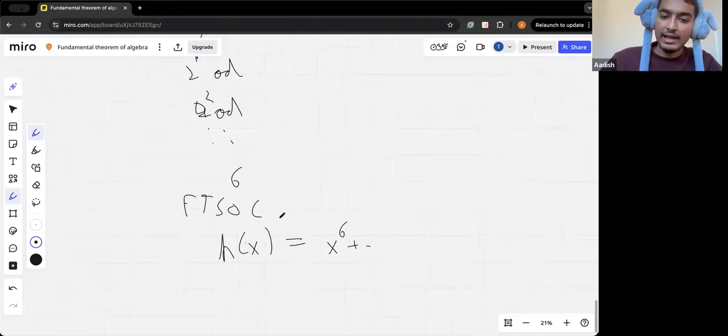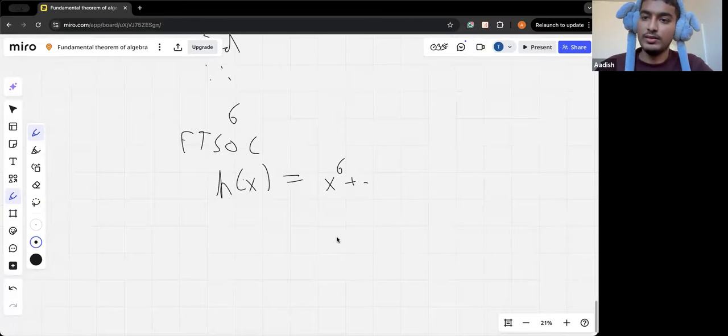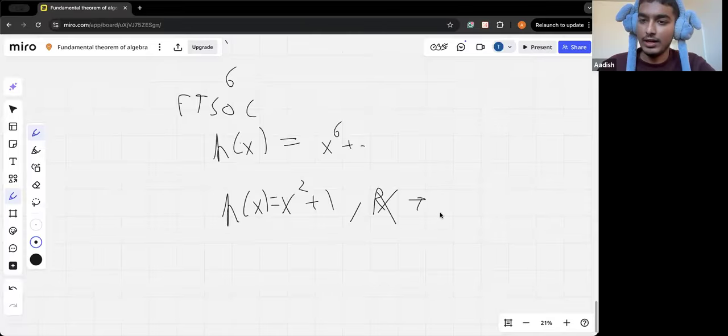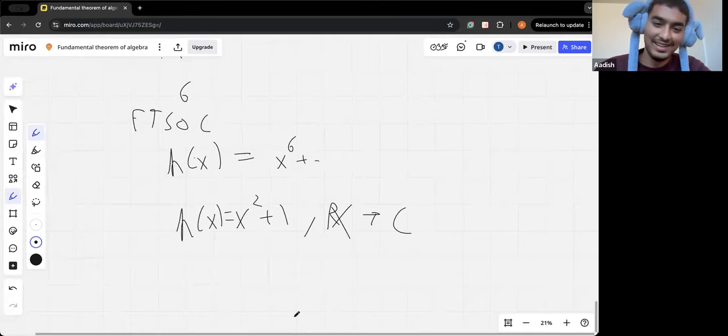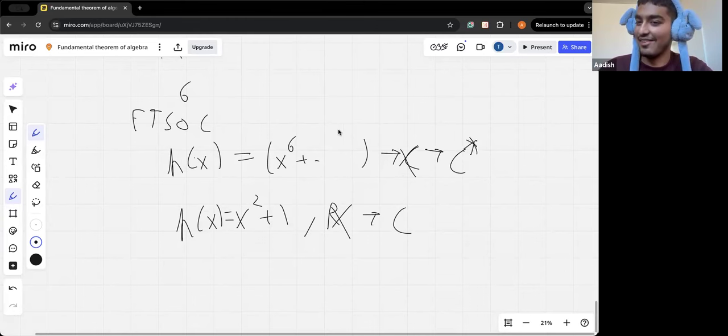So, take a random polynomial of degree 6. Suppose it does not have a complex root. When was the last time we found a polynomial that didn't have a root? It was x squared plus 1. We realized it does not have a root, so we decided that the real numbers are not good enough. We went to a new system of numbers, the complex numbers, in which it had roots. Let's do it again. Now this polynomial does not have a root in the complex numbers. Hence they are not good enough, so we'll go to a bigger system in which it does have roots.